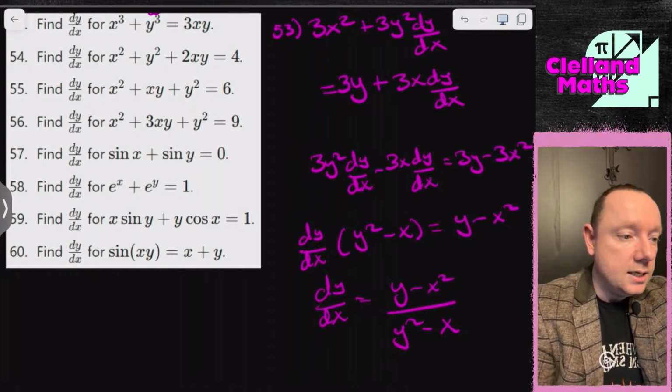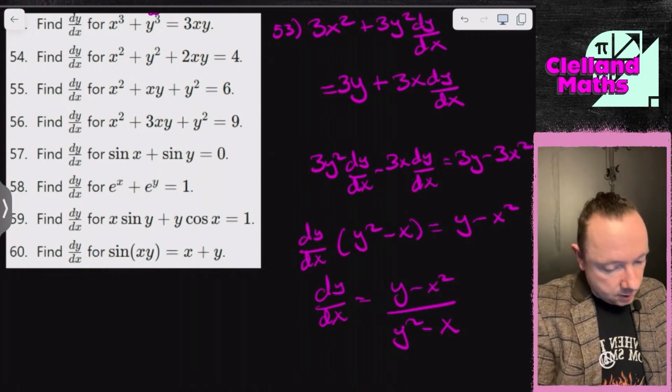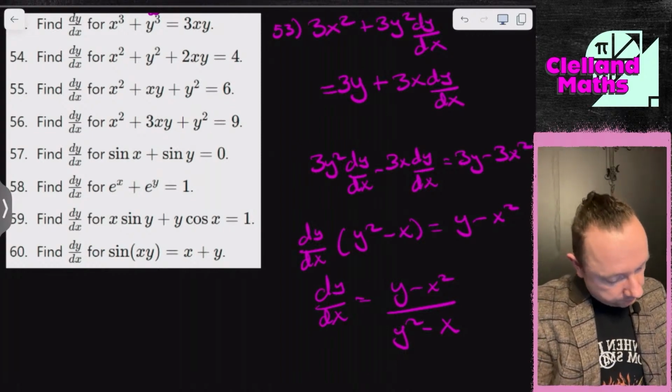Let's move on to the next one, I think. Just going to move this down a little bit so I can see it. 54.